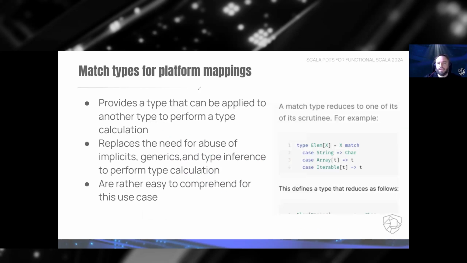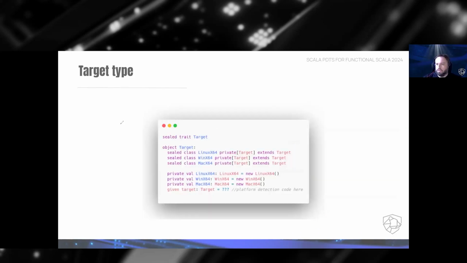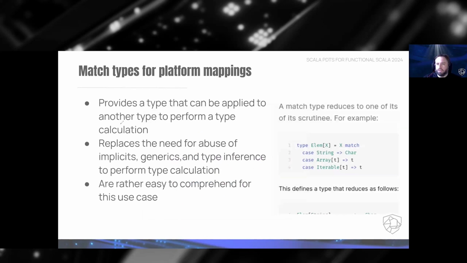So in order to encode the mapping for these targets, now we are going to move to match types. Match types were added in Scala 3, and they provide a way to perform type calculations that don't rely on abuse of implicits, generics, and type inference that we would have to use back in Scala 2. So they're very nice, they're very powerful. They can't be used in every situation, but in this case, they're rather easy to comprehend and use.